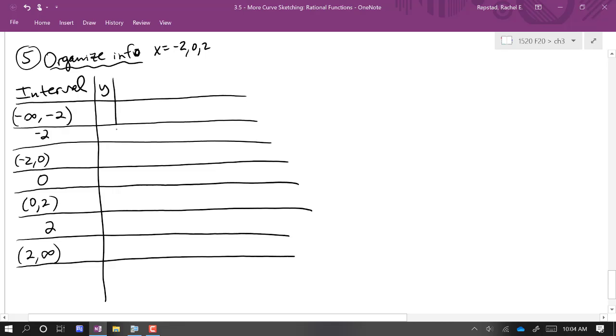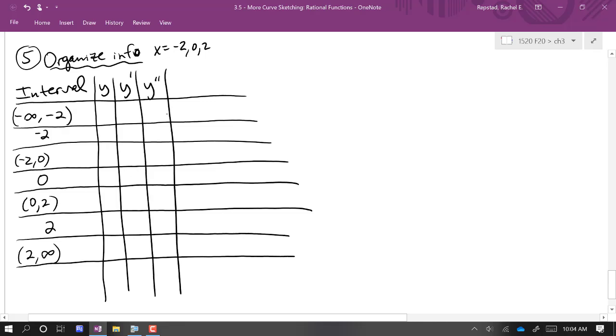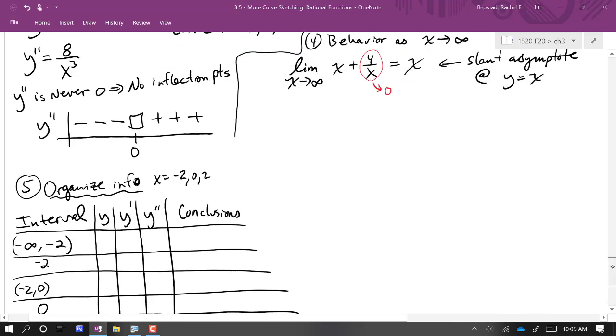I'm going to make a y column, a y prime column, a y double prime column, and then a column for conclusions. All right. The first column, that y column, we only fill in for the individual values. So at 2, 0, and negative 2.